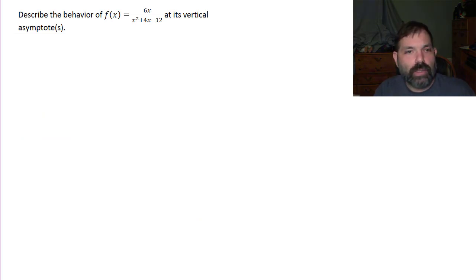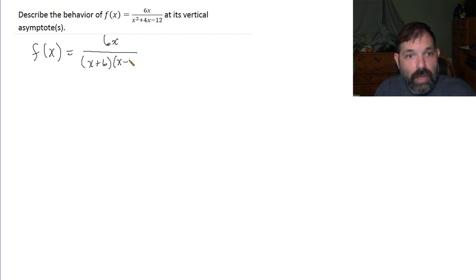Here, we're asked to describe the behavior of the function 6x over x squared plus 4x minus 12 at its vertical asymptotes. Let's first identify its vertical asymptotes using a little bit of algebra. Notice that the function can be written as 6x over (x plus 6)(x minus 2), using some factoring. Since there's no common factor between the numerator and denominator, I expect vertical asymptotes at x equals negative 6 and at x equals 2.